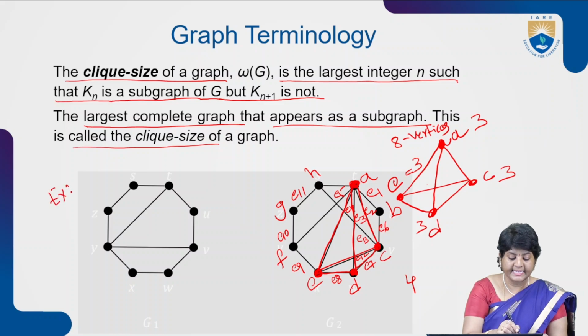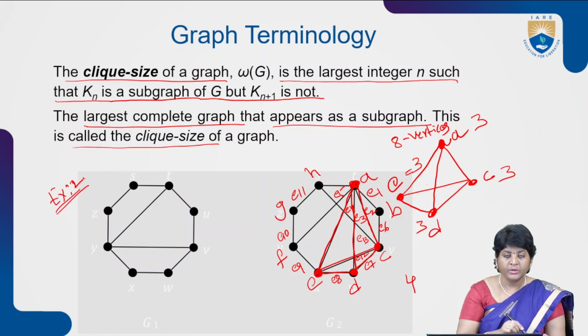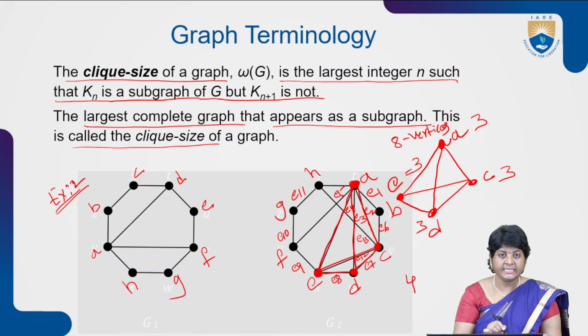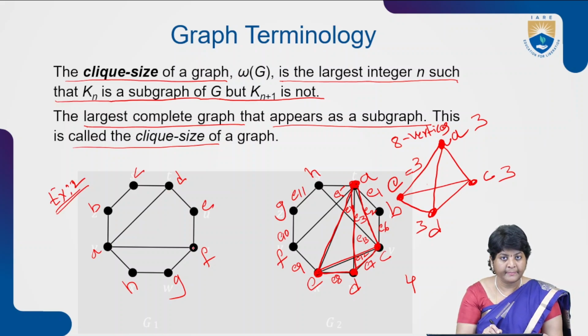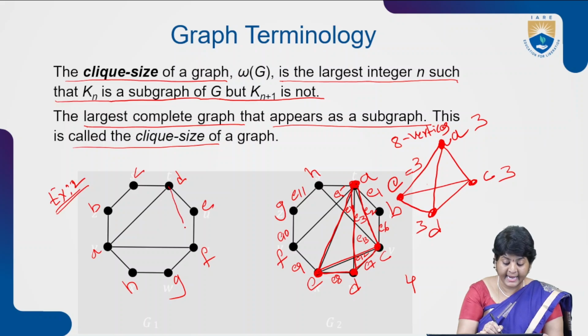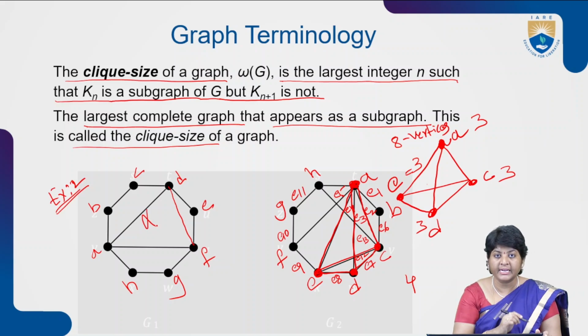If we come to this example 2, consider these vertices A, B, C, D, E, F, G, H. So these are the vertices, and here A is connected to D, A is connected to C, but F is connected to A, not with D. There is no connecting line or edge between F and D. So this is not a clique.